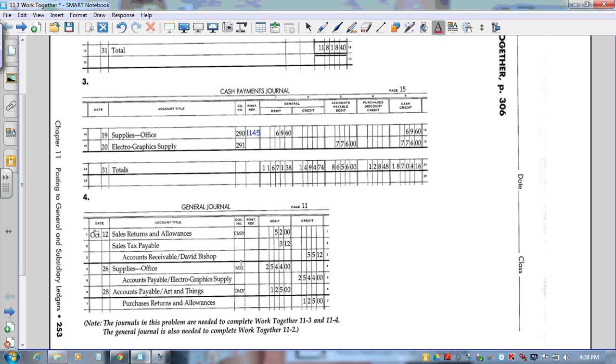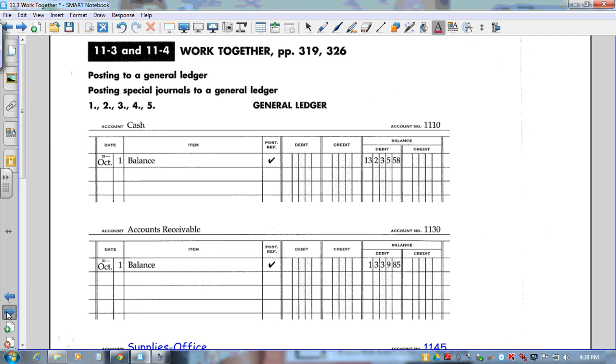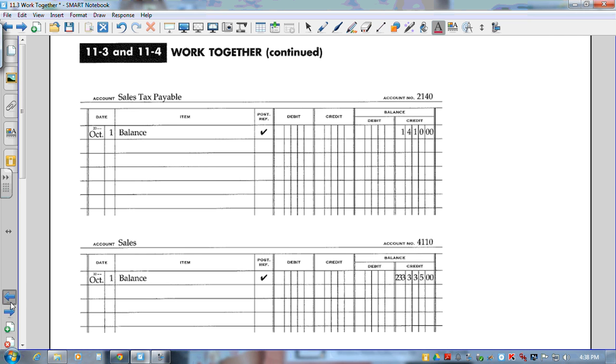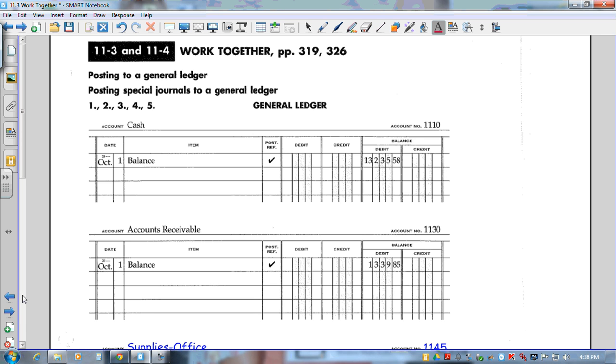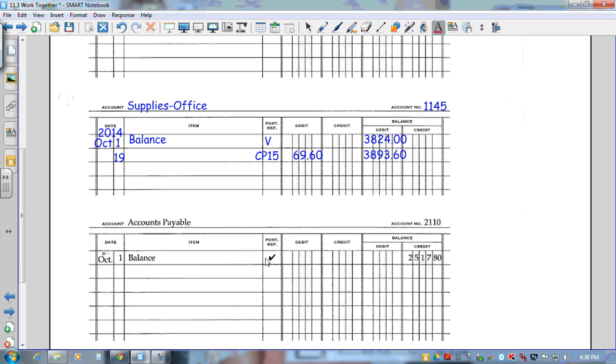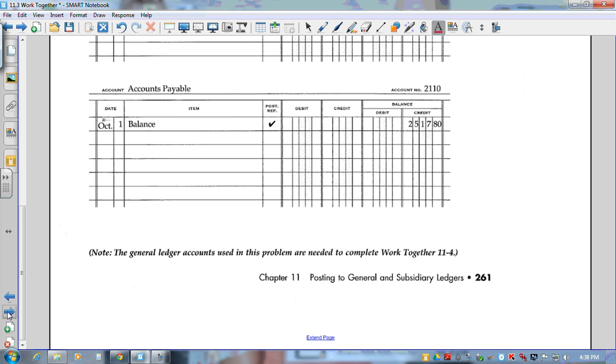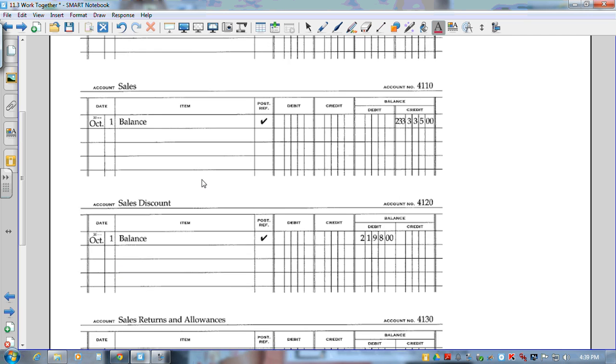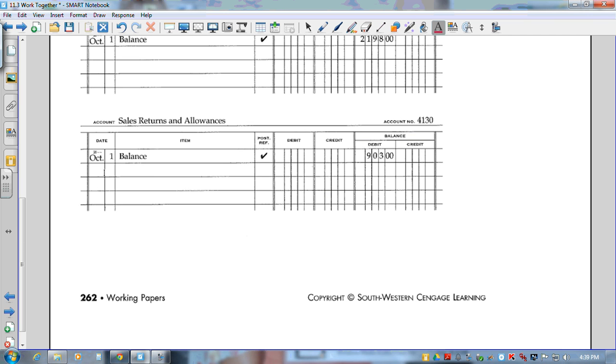So in yours, you should already have in the post reference, the bottom half of that slash should already have an account number in it because we've already posted that. So we're taking all that information and we're going to flip over to our general ledger accounts. And the first one we're looking at is going to be the sales returns and allowance. So I'm looking through here for my sales returns and allowance. It may be on the next page. Sales returns and allowance. Here we go.